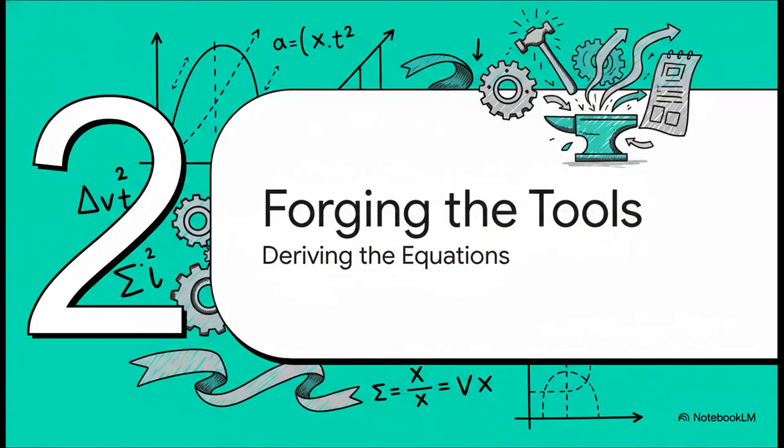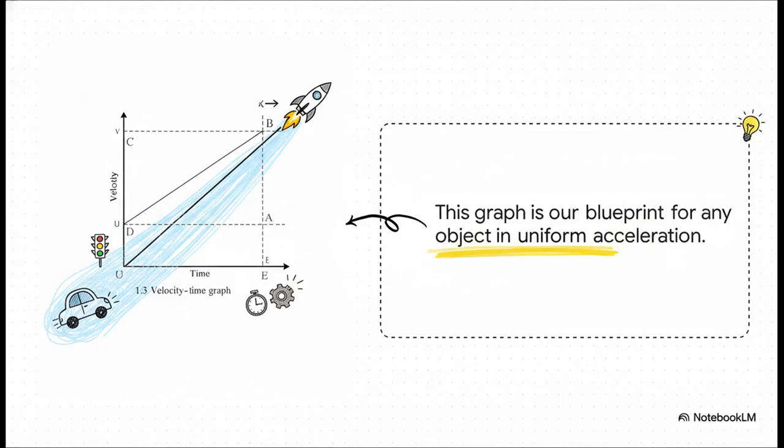Okay, so now that we have this visual blueprint, we can actually use it to forge our predictive tools. Let's see how this one simple graph lets us build the core equations of motion. This is where we create our toolkit. So think of this graph as our master blueprint. It works for literally any object that's accelerating uniformly. You've got your starting speed, which we call u. Then, after some time t, you reach your final speed, v. And the steepness of that line, that's your acceleration, a.